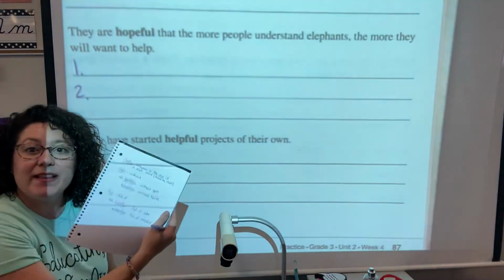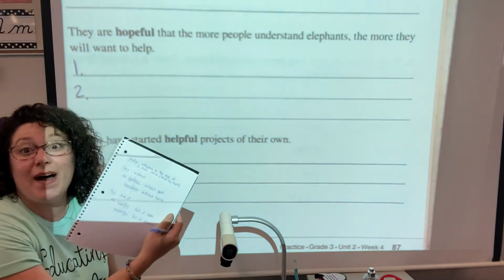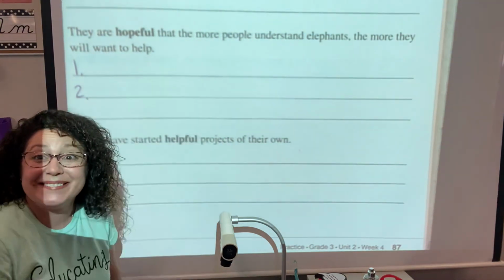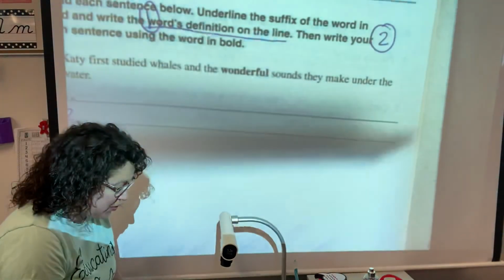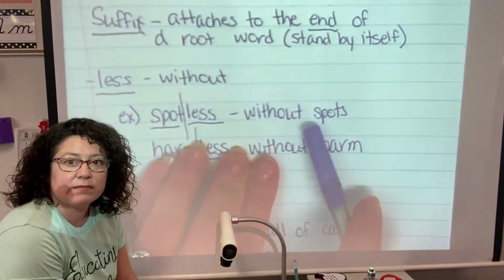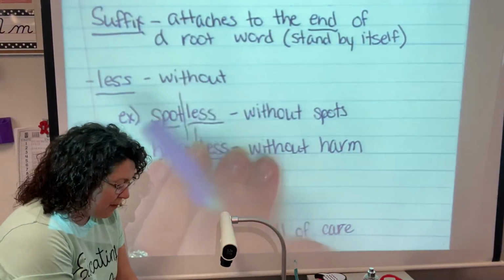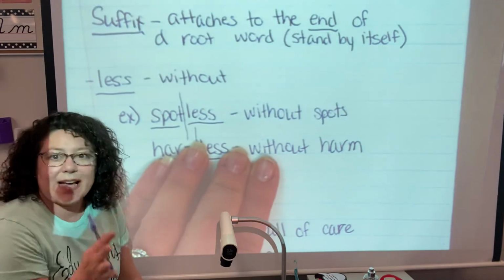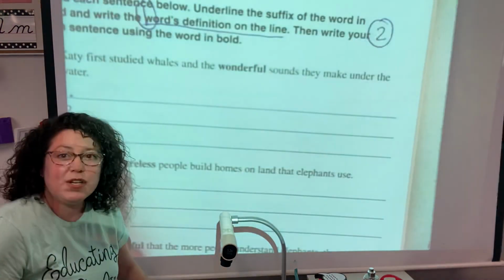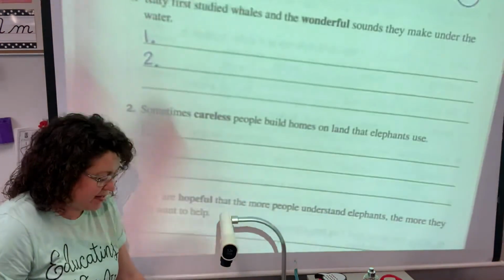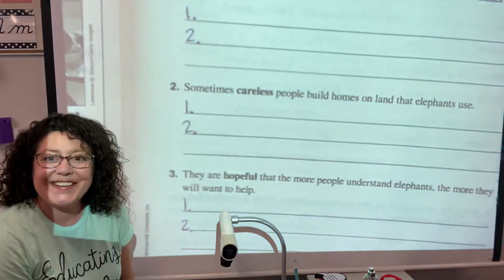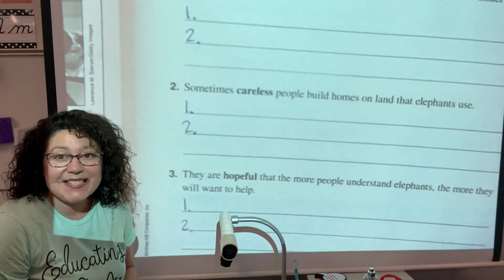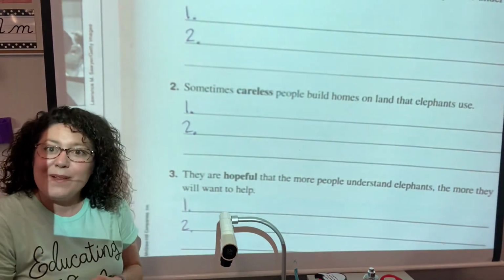Guess what? They're all LESS and FUL. You have your notes to help you, right? Okay. And when it says write the word's definition there in the directions, you can do it just like we did here, okay? Spotless, without spots. You can do it exactly the same way. And then step 2 is your sentence using that word, okay? And we're gonna check later on in the week. Just remember, less means without and FUL means full of.